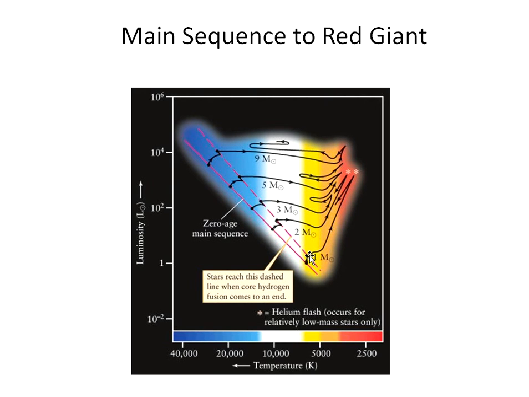Eventually, it runs out of hydrogen in its core, and the star pretty dramatically increases in size as it moves up and to the right on the HR diagram. So this is the red giant phase.